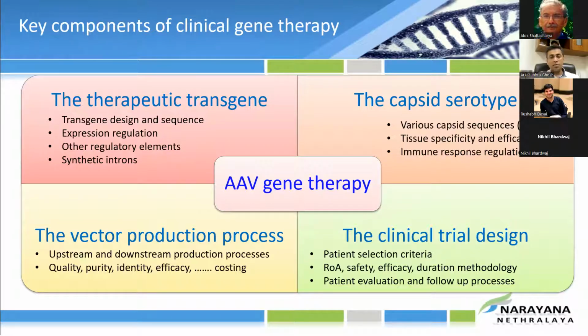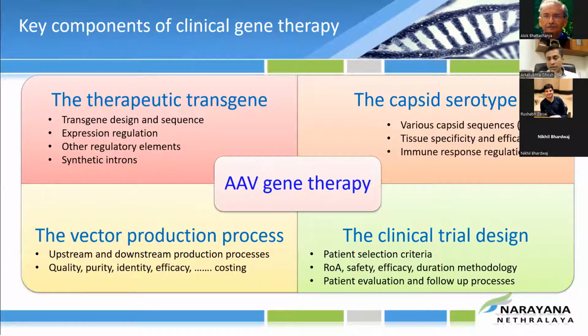So we work with eye gene therapy, and that does not require as much vector to be produced at a time. Muscle gene therapy needs 1,000 times more vectors than what you would require for the eye. So therefore, you have to think very differently when it comes to vector production processes for clinical trials.